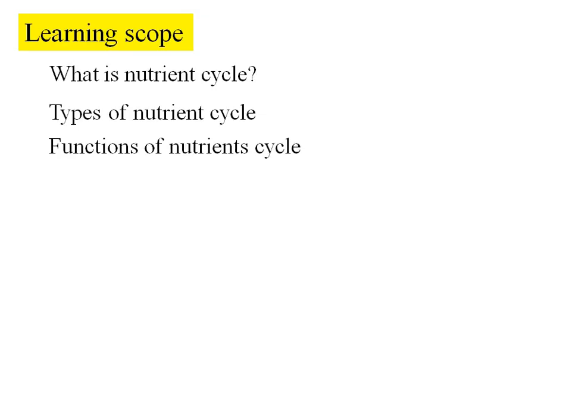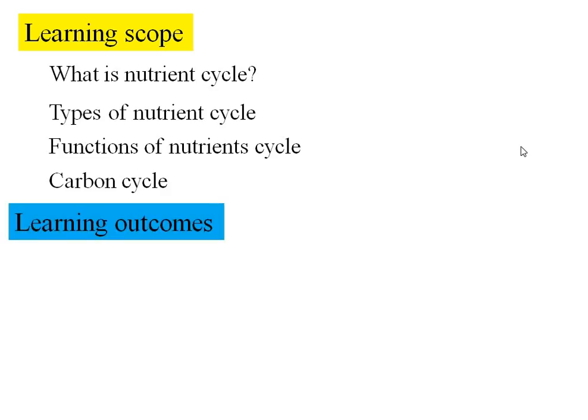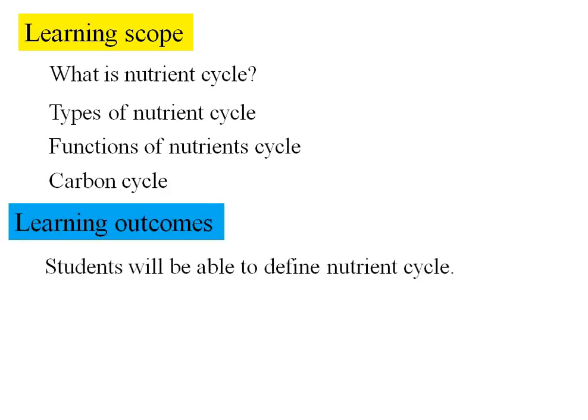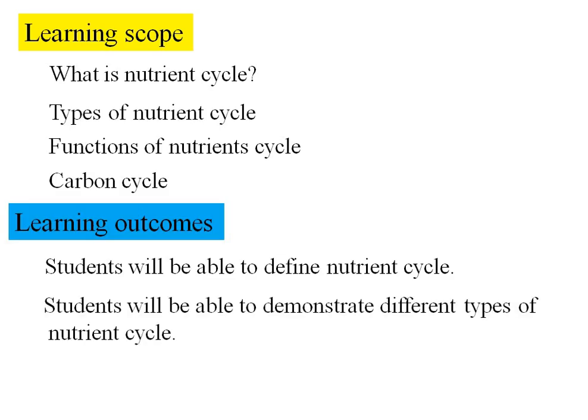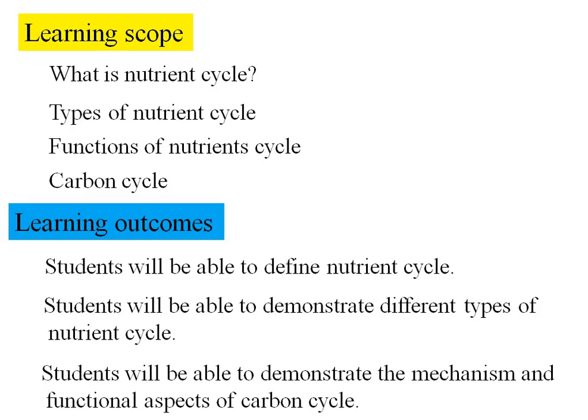The learning scope of my class is what is nutrient cycle, types of nutrient cycle, functions of nutrient cycle and carbon cycle. In this class, I'll discuss what is nutrient cycle, different types of nutrient cycle, functions of nutrient cycles, and in details about carbon cycle. The learning outcomes of my class are: student will be able to define nutrient cycle, student will be able to demonstrate different types of nutrient cycle, and student will be able to demonstrate the mechanism and functional aspect of carbon cycle. Let's move to the next.